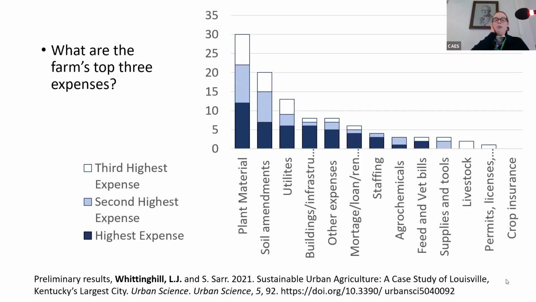These are some preliminary results from a study that was just published, looking at what urban farmers in Louisville, Kentucky reported as their top 3 expenses. Predominantly we had plant materials and soil amendments, including fertilizer. So those inputs are a big concern in terms of expense.